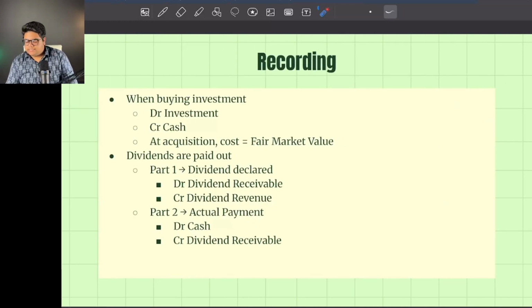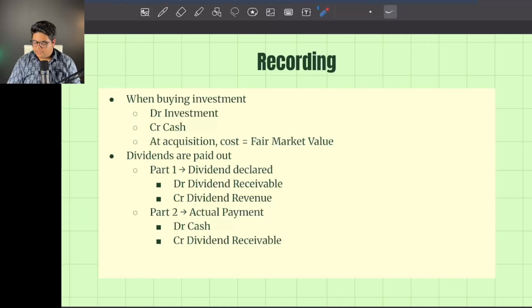So how is this recorded? Let's look at that. When you buy an investment, you debit the investment because your investment is your asset. Assets increase through debits, and you credit cash because you're purchasing with cash. So at acquisition, the cost of the investment is equal to fair market value. Fair market value is basically what you would get if you were to sell that asset at that specific time.